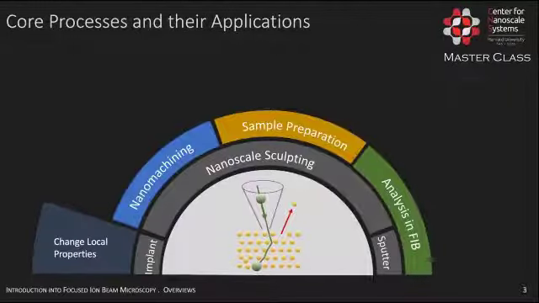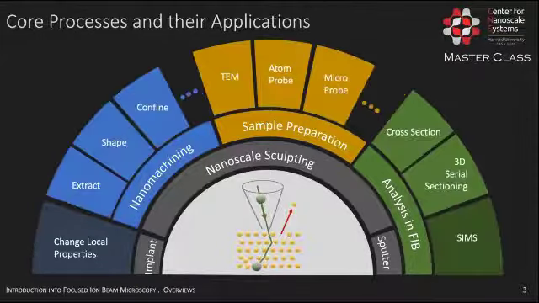The other two processes lead to what I roughly divided into three major applications, which I call nanomachining, sample preparation, and analysis. Nanomachining, in a general sense, allows you to extract the material, shape it, or confine it. This allows researchers to modify a sample and do experiments that are otherwise not possible without the introduction of the focused ion beam.